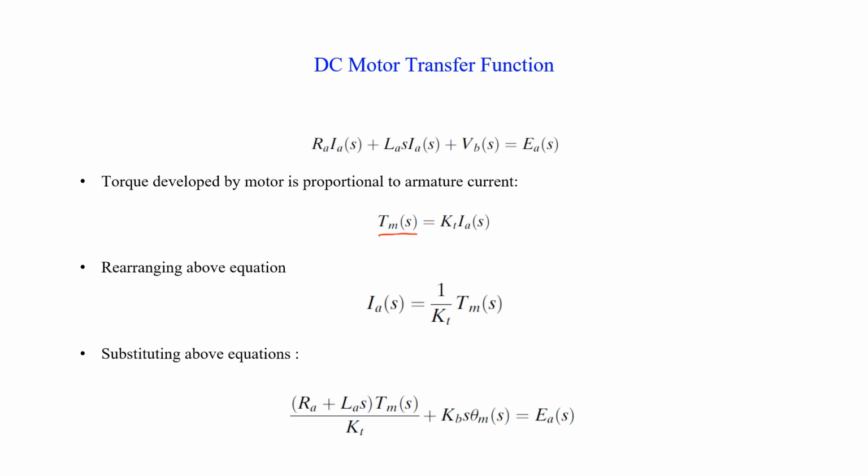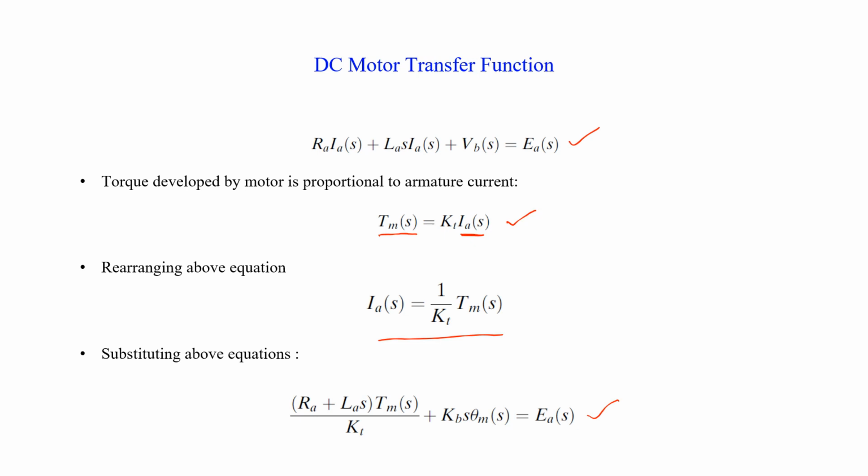The torque Tm produced by the motor is directly proportional to the armature current Ia. Hence, the relationship between torque and current can be written by this equation. Kt is the motor torque constant, and usually it depends on the motor and magnetic field characteristics. If we rearrange the above equation, we can write it in this form. And if we put the expression of Ia in the above equation, we get the following equation.